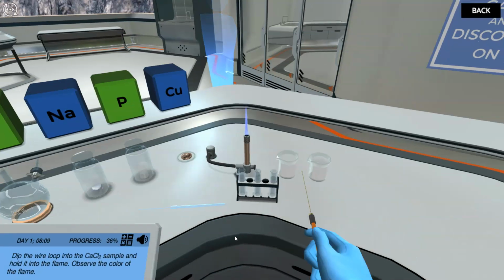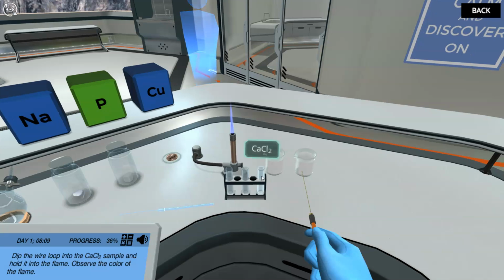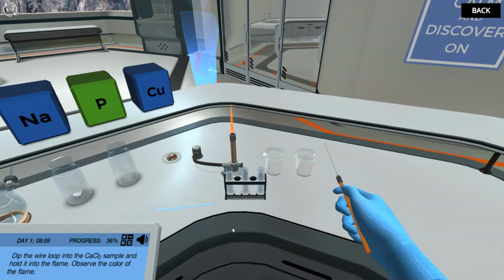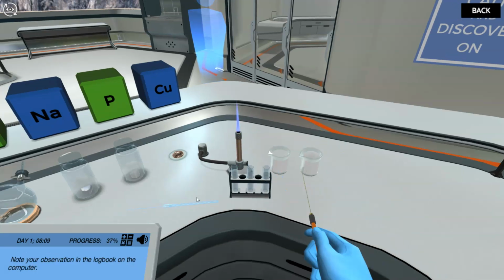Dip the wire loop into the calcium chloride sample and hold it into the flame. Observe the color of the flame. Note your observation in the logbook on the computer.